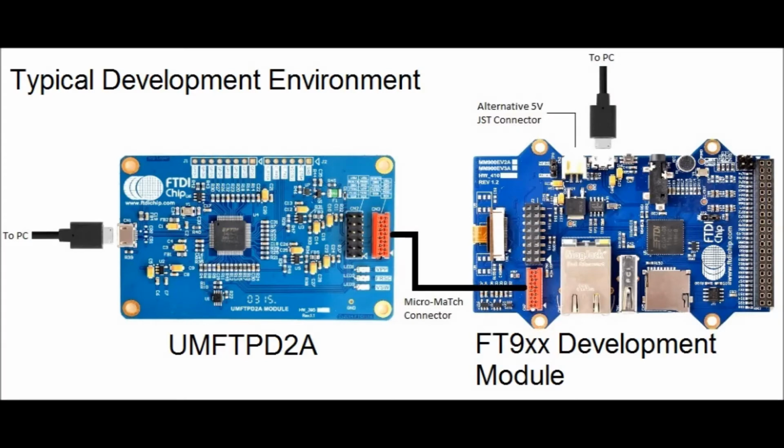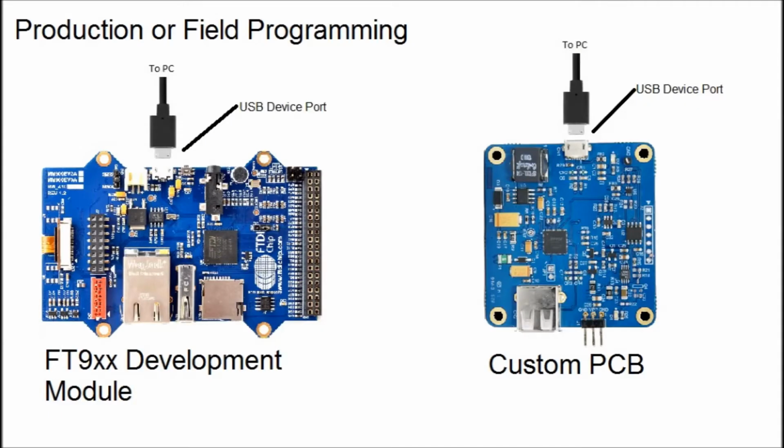A typical development environment shows a UMFT PD2A debug programming module connected to an FT9xx development module. However, for production or field programming, you can simply connect the USB device port into the PC and use a programming utility to upgrade the firmware.